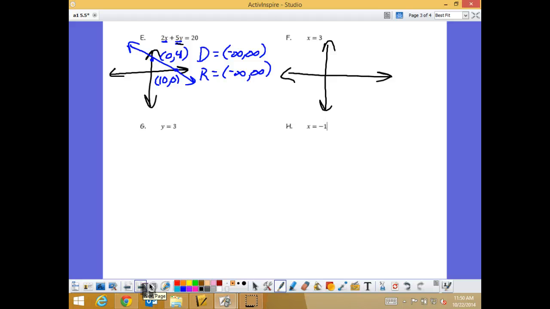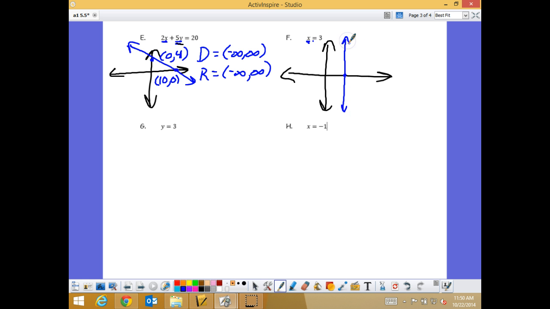For example, in example F, the only variable I see is x. So that means that the only axis that this line crosses is the x-axis. Since there is no y, it does not cross the y-axis. So it would run parallel to the y-axis. So this is a vertical line, because the y-axis is vertical, and it would cross the x-axis at 3.